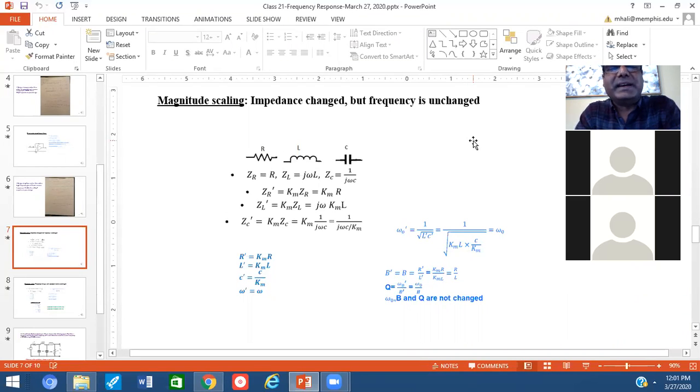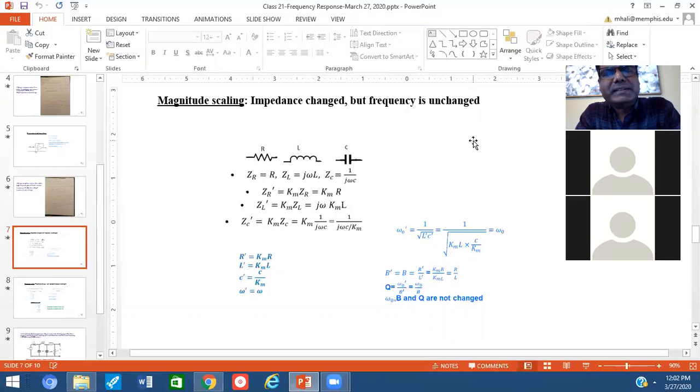Now, see the next line, I have written Z_R prime equal to K_M multiplied by Z_R. This means K_M multiplied by R. You see the new term I introduced, which is K_M. K_M stands for magnitude scaling factor. So everybody note down in your notes, K_M means magnitude scaling factor. This means the original value was R, and then you have to multiply by a factor to get the modified or changed value. Soon I'll discuss a numerical problem, then it will be clarified how you will get the magnitude scaling factor.